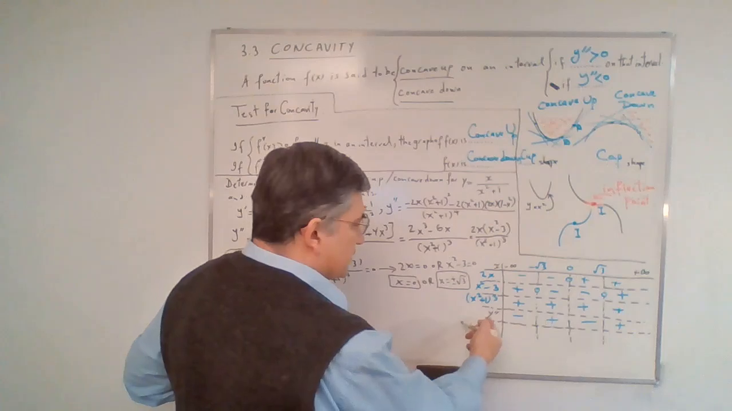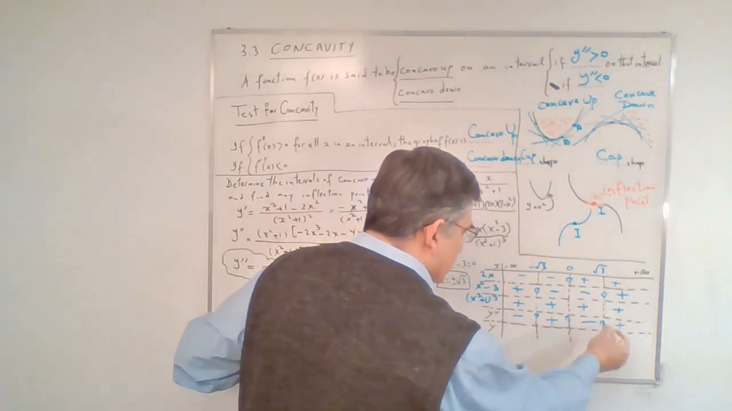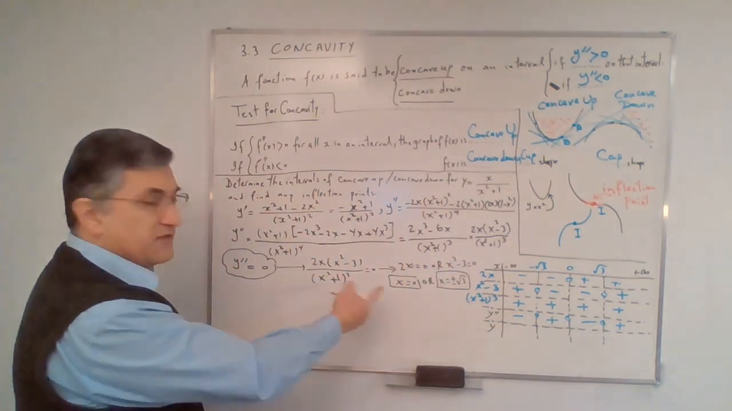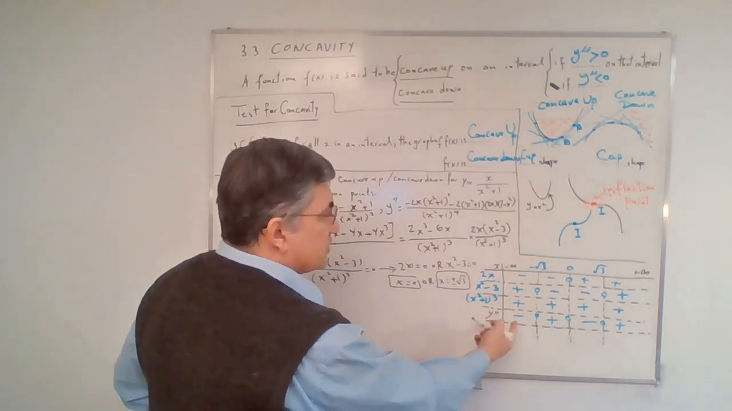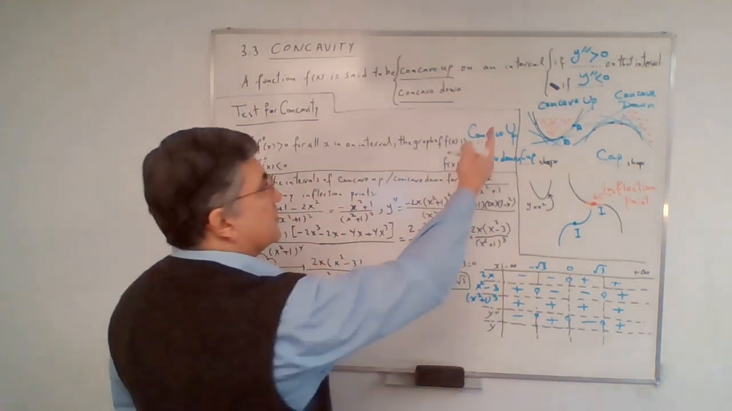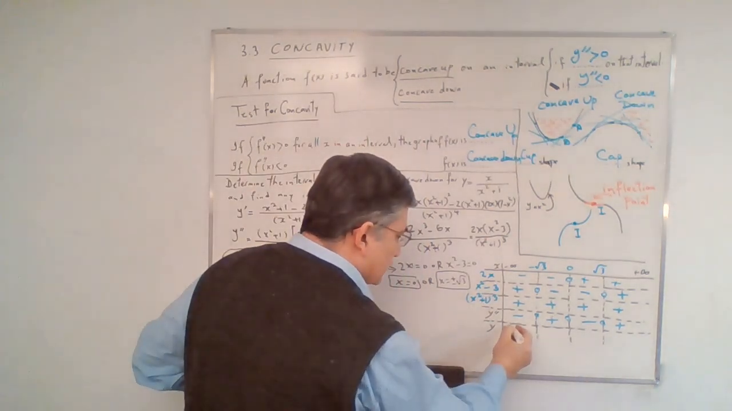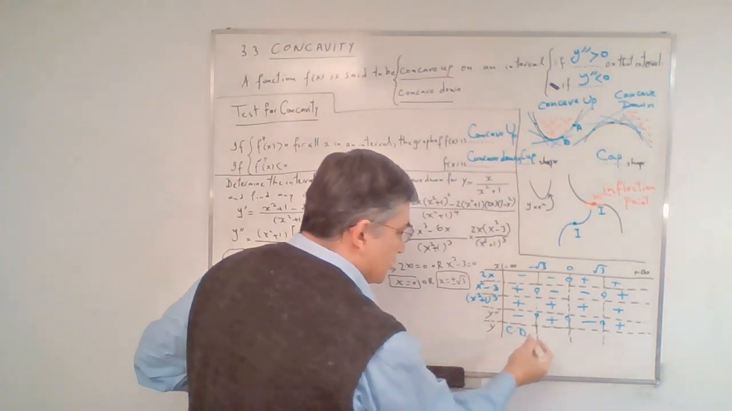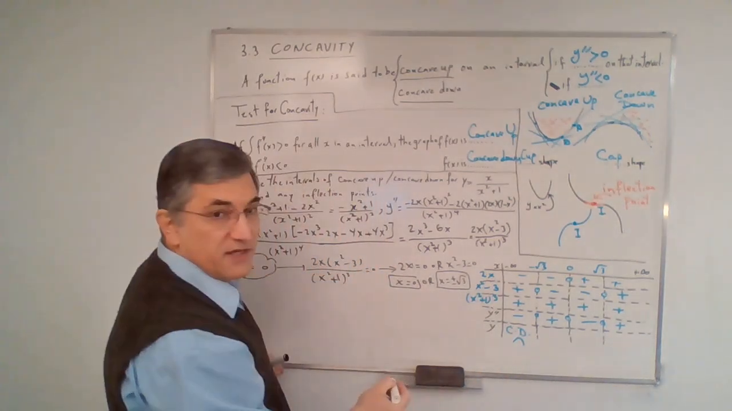Where y double prime is 0, well, wherever the numerator is 0, y double prime is also 0. And we knew that is happening at 3 points. Now, I see in the first interval, the second derivative is negative. And we said earlier that if the second derivative is negative, the graph is concave down. So I'm going to write CD, which stands for concave down. So the graph should look like something like this.